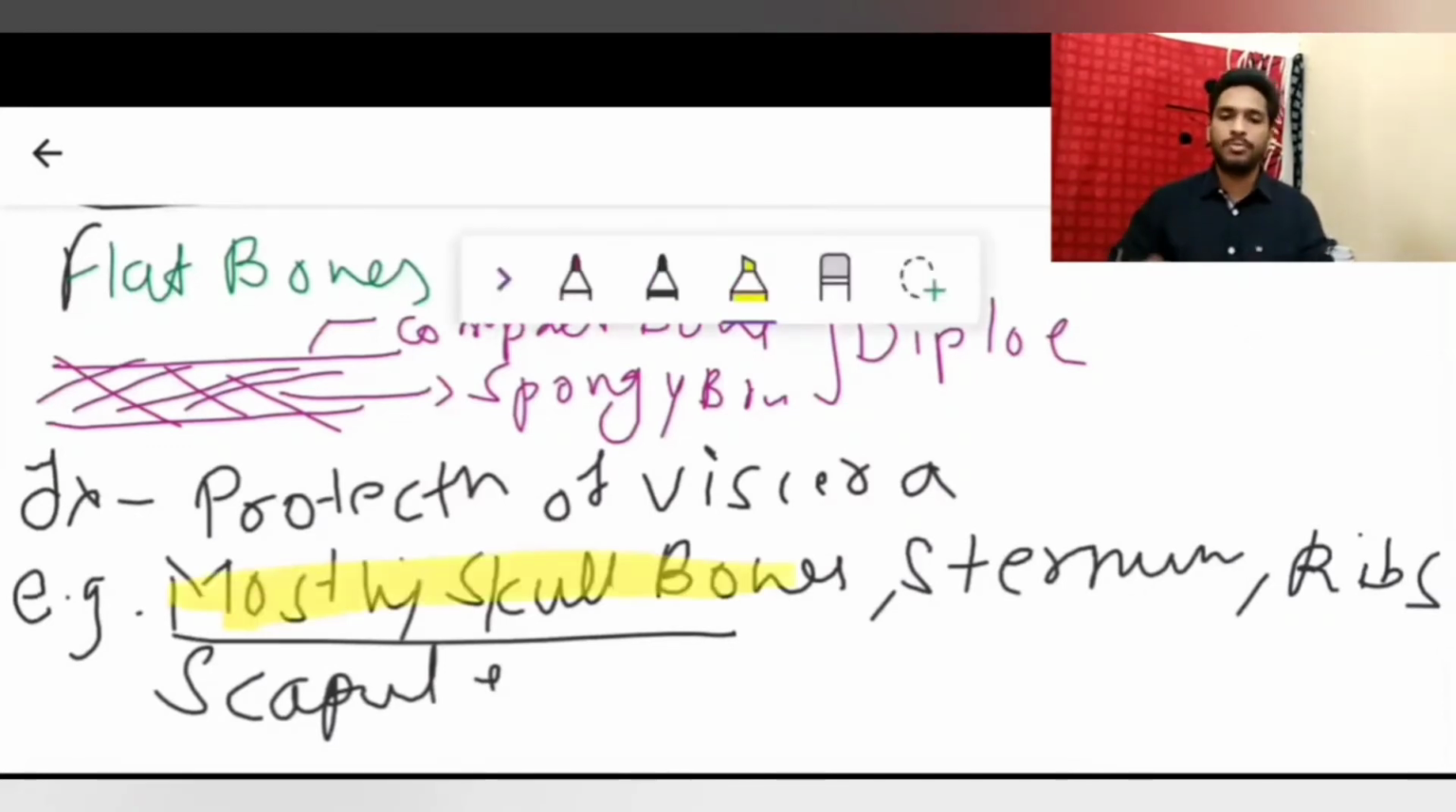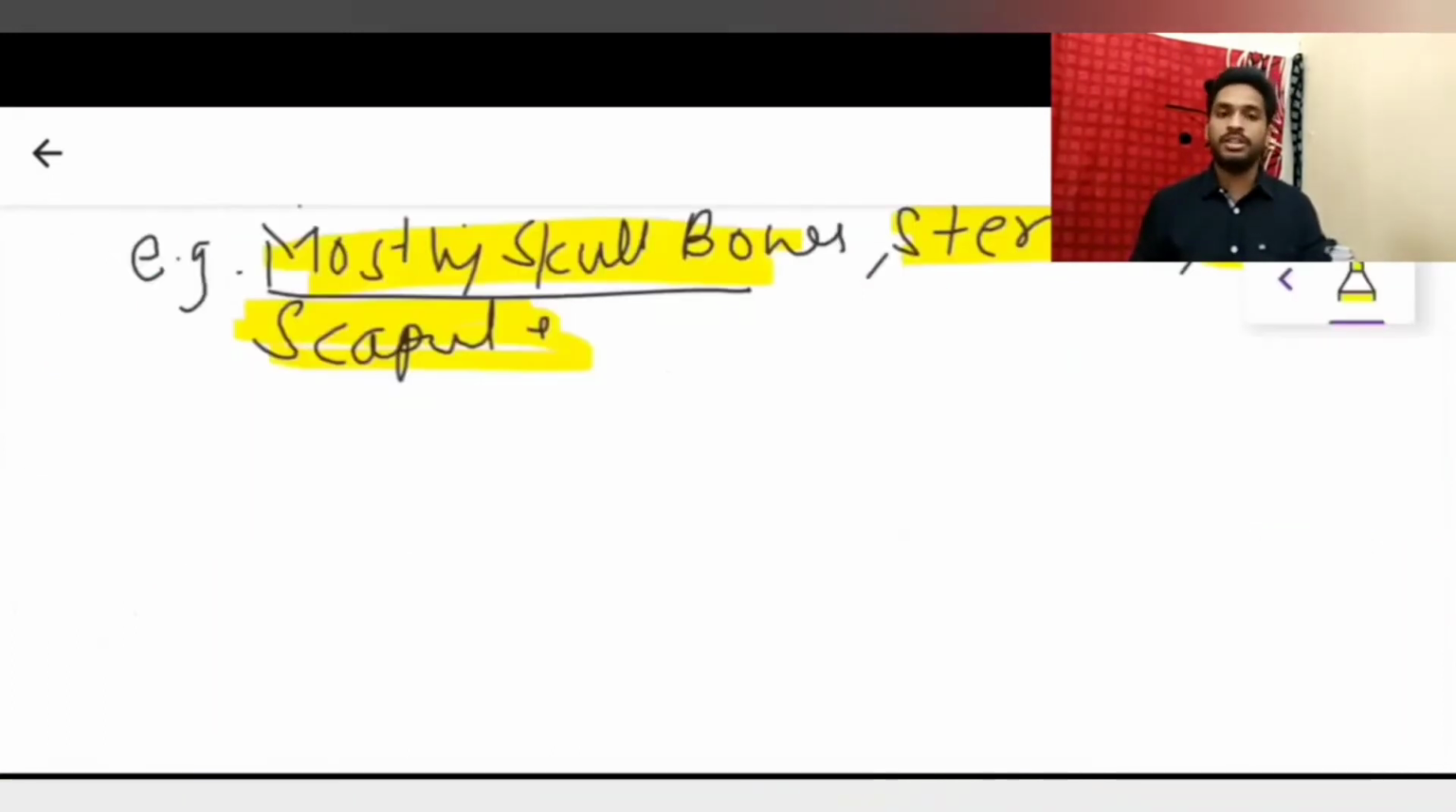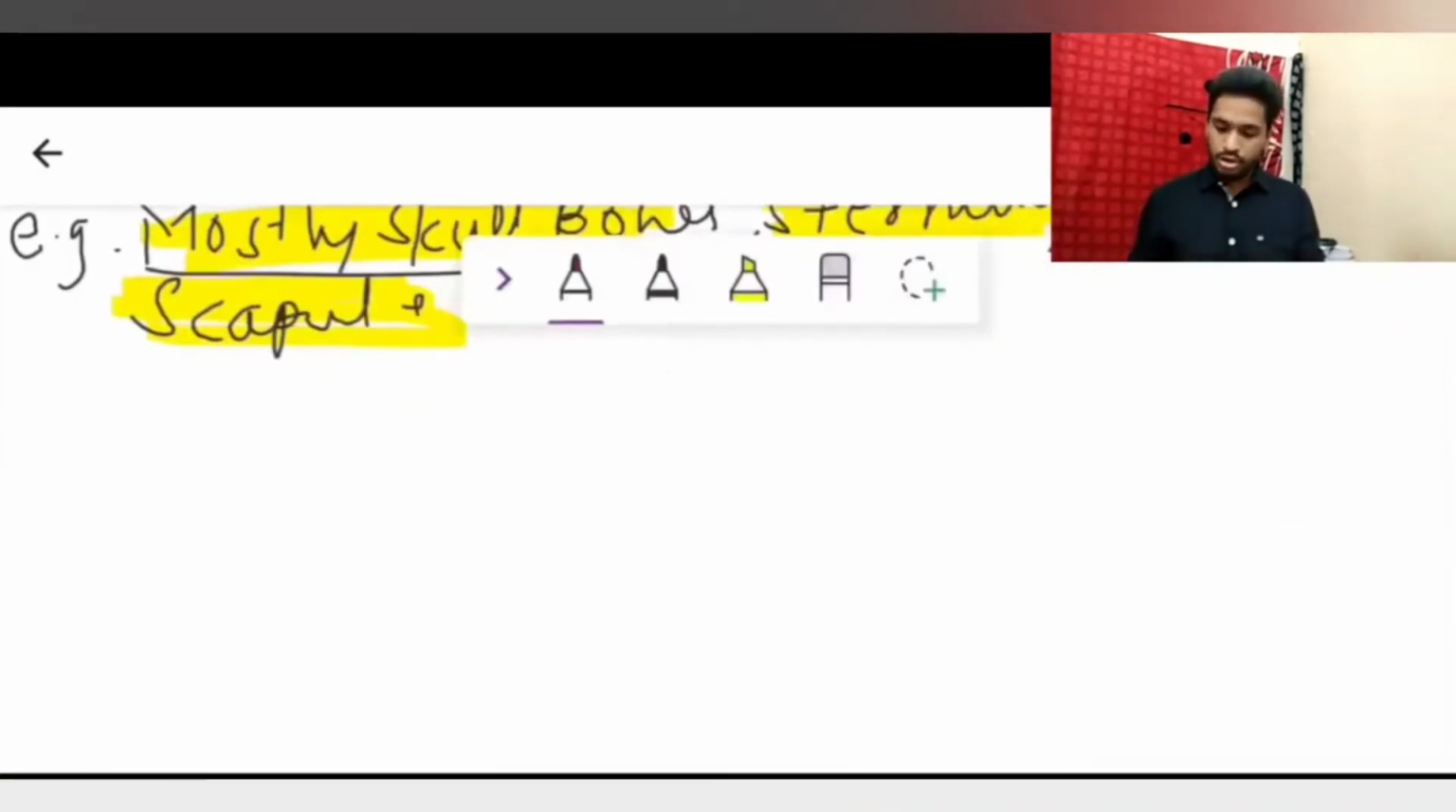The skull bones are protecting the brain, whereas sternum, ribs, and scapula, what are they protecting? They are protecting the thoracic cavity, the organs of the thoracic cavity, that is basically lungs and heart.